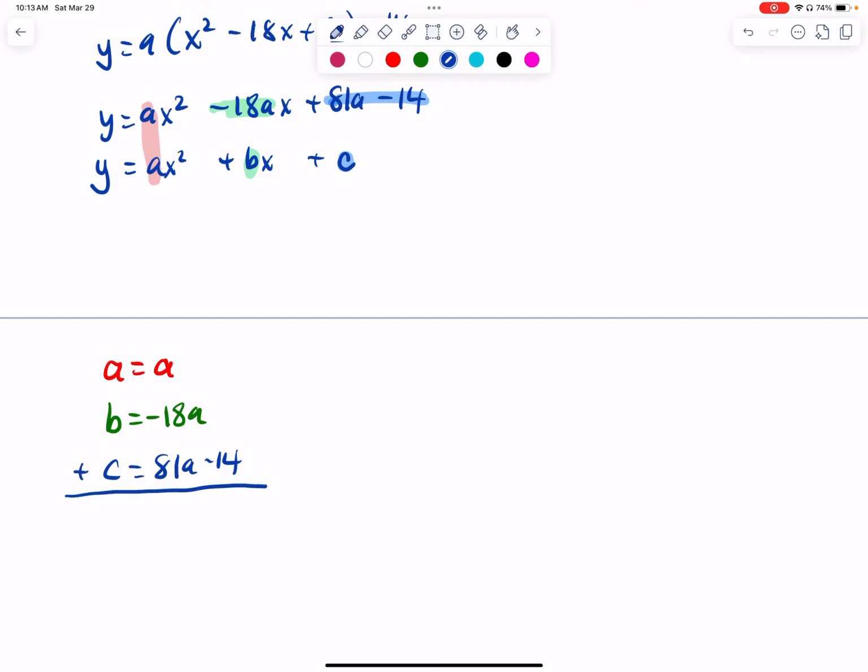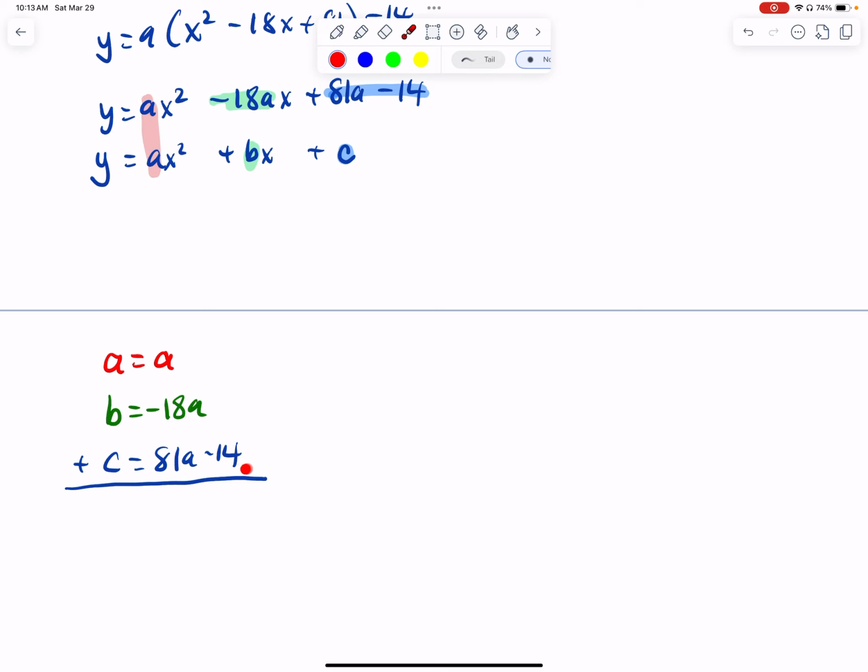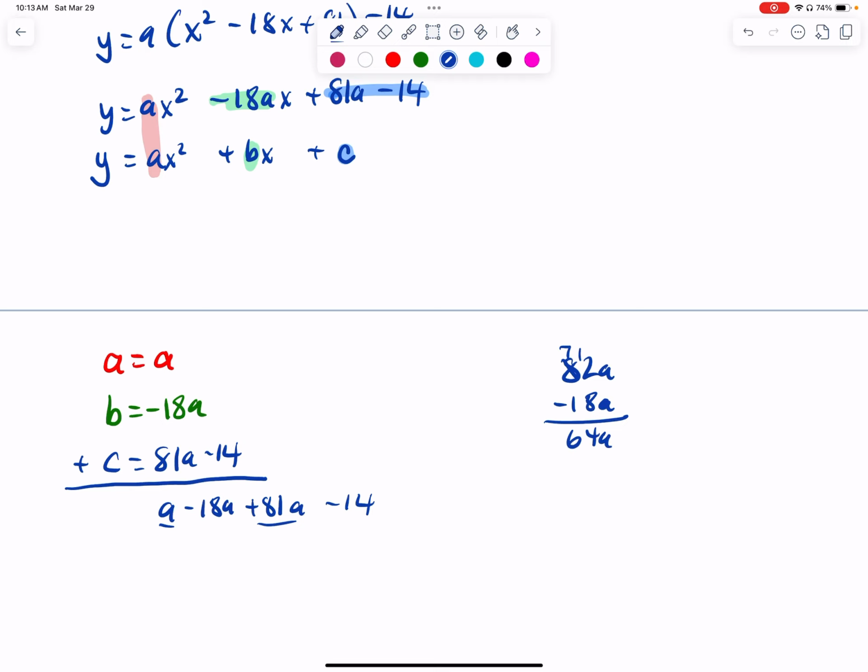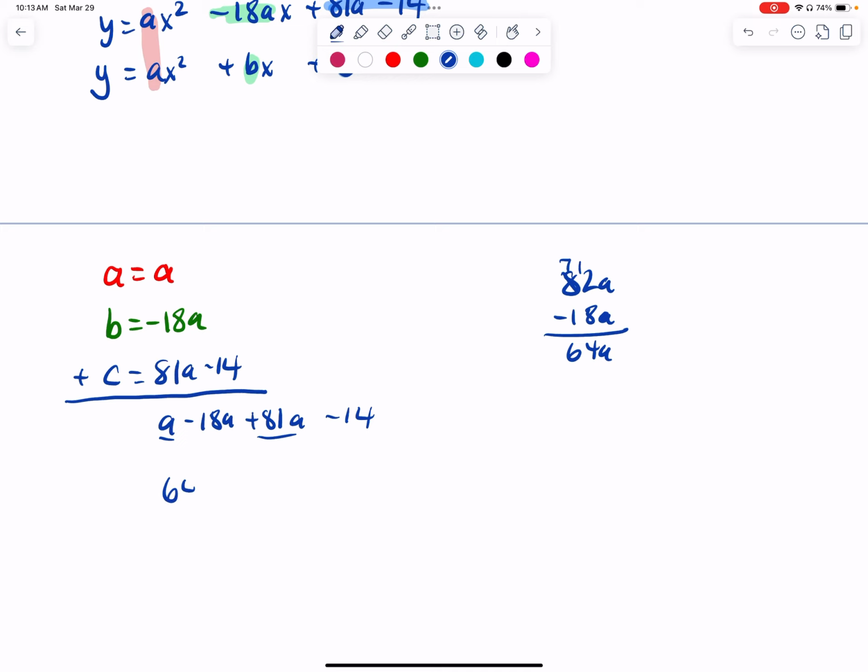Now we can combine some like terms because, as I mentioned, all of these things are in terms of a. So I can just add up all my a's. First of all, I have an a minus 18a plus 81a, and then minus 14. So here, I'm going to combine these up together. First, I have 82 of these a's, and I'm going to subtract out 18 a's. And of course, you could just throw that into the calculator. Borrow the 1 here. That's going to make a 4. That's a 7. 64 a's. So this is 64a, and then bring down the minus 14.